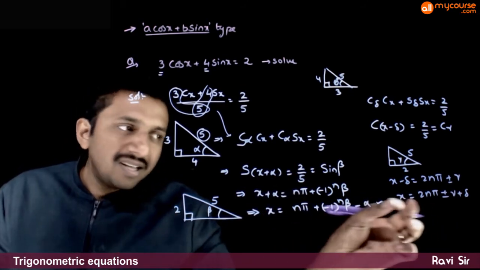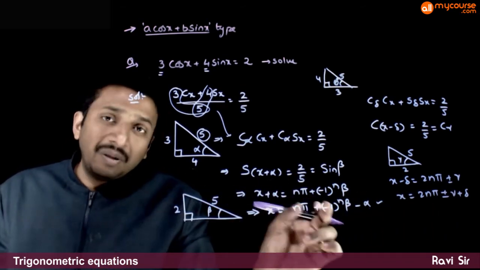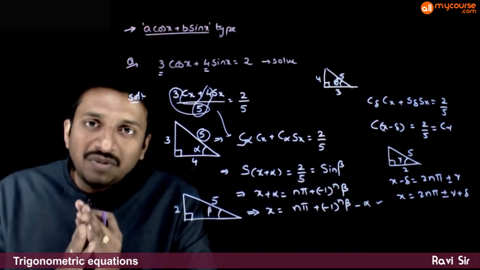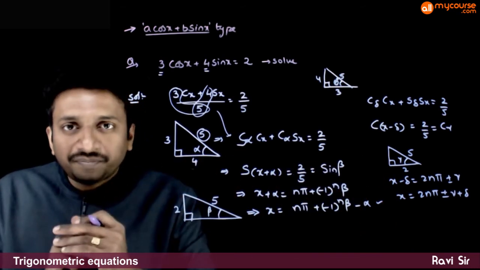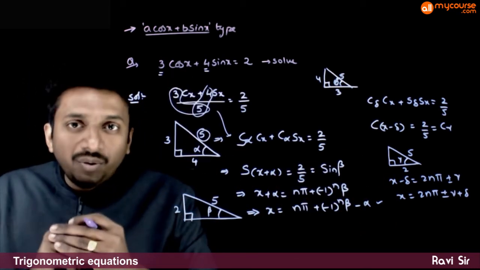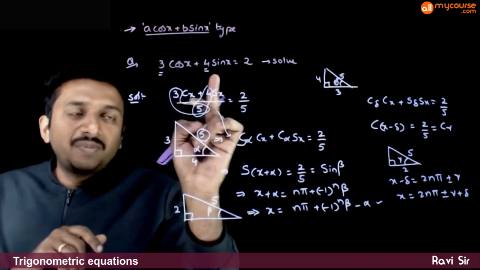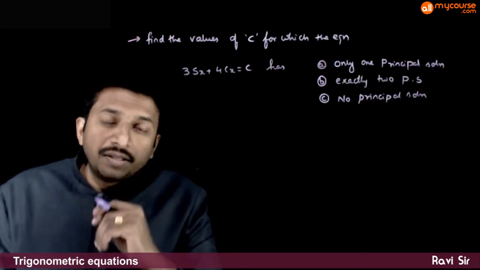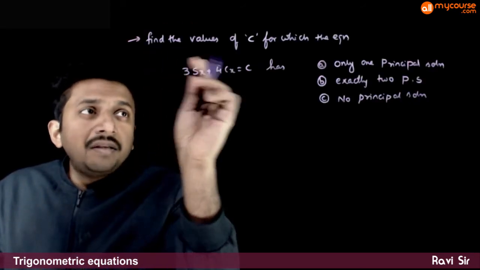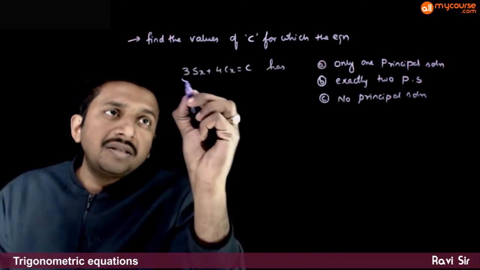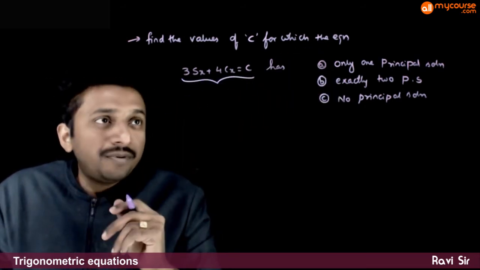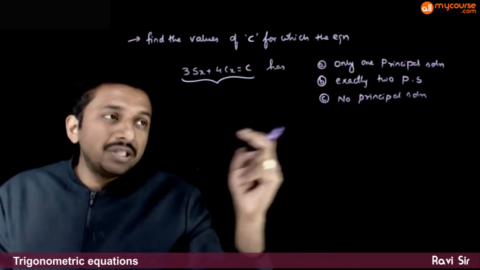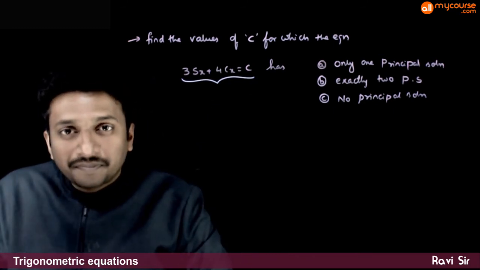So these two solutions refer to exactly the same values, but these two look different. But once you expand both of them into roster form, you get the same answers from these two set builder forms. So I hope you have understood how we do the questions of the type a cos x plus b sin x is equal to some number. So let us look at this question. In this question you are asked to find the values of c for which the equation 3 sin x plus 4 cos x is equal to c has exactly one principal solution, exactly two principal solutions, no principal solution.